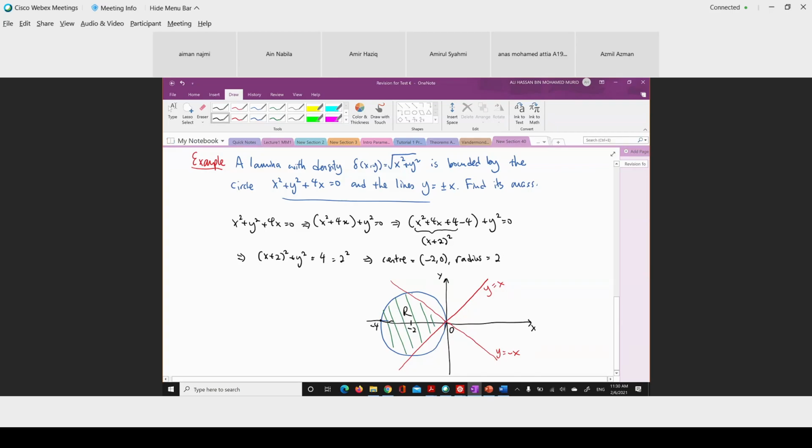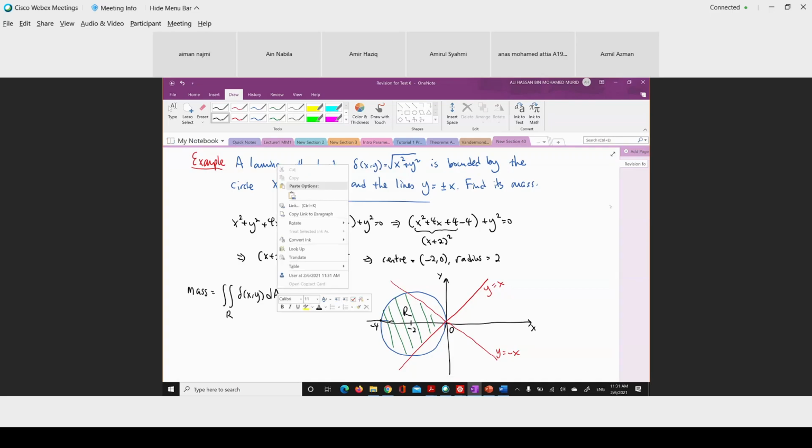So what is the mass? It's a double integral of the density function. This is the mass formula for a lamina with density function delta. Now, what are the limits?